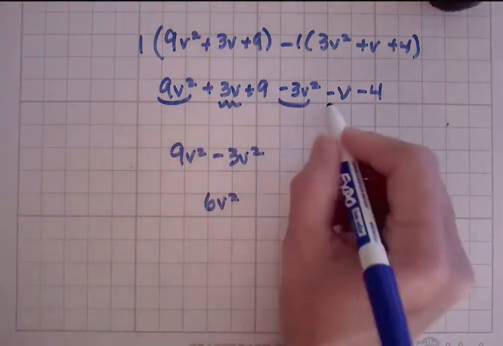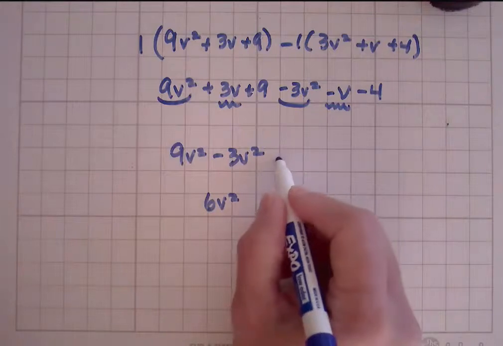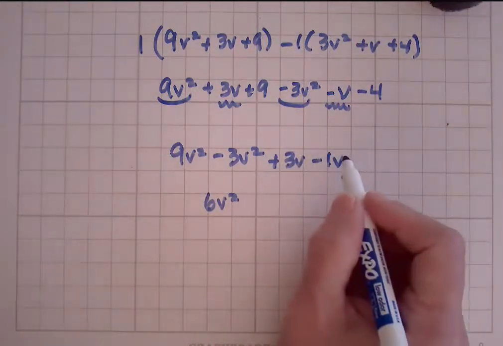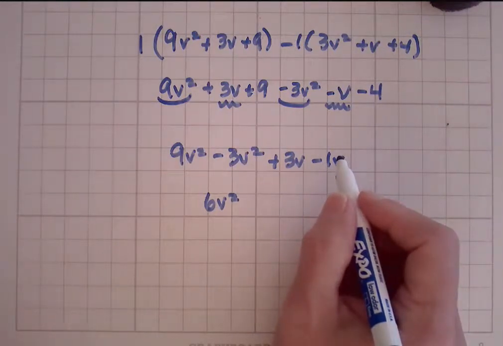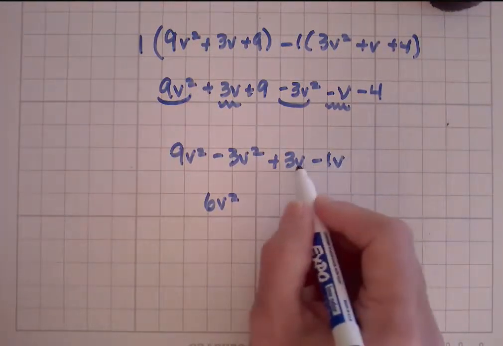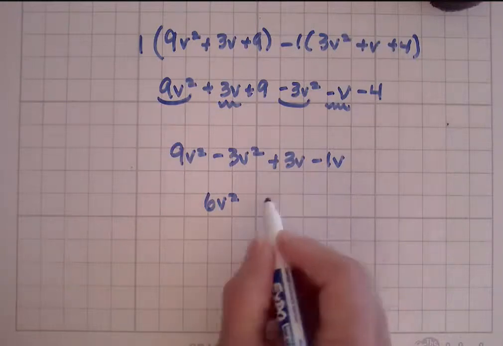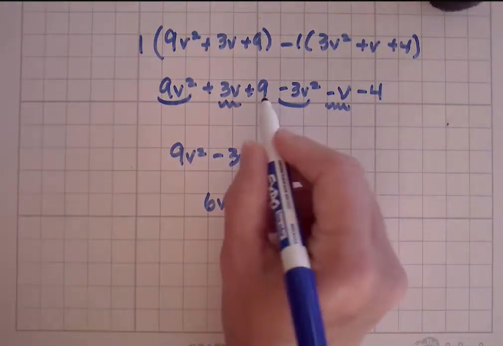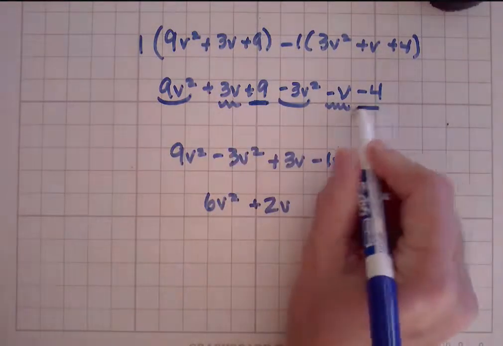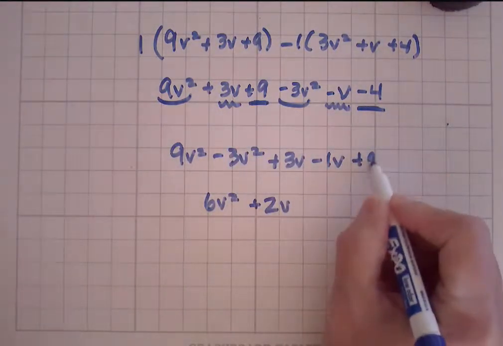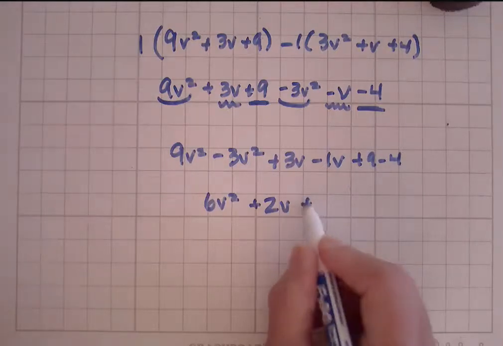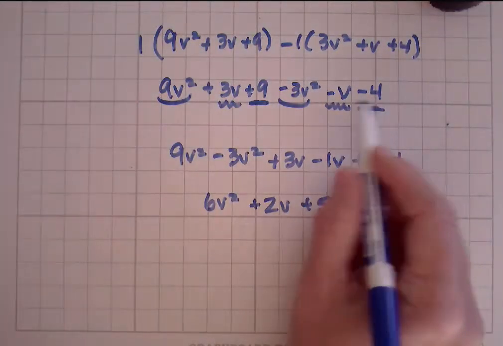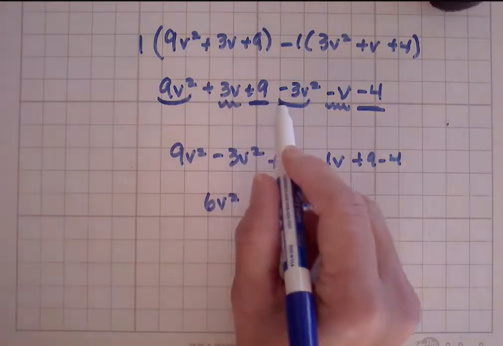Then I have 3v minus 1v. The sign stays with the number. If it helps you to write the 1v, go ahead and write the 1. That certainly is just fine. 3v minus 1v, 3 minus 1 is 2. The v goes along for the ride. And finally I have plus 9 and minus 4. So 9 minus 4 is 5. Again, the negative sign stays with the 4, and the plus sign stays with the 9.